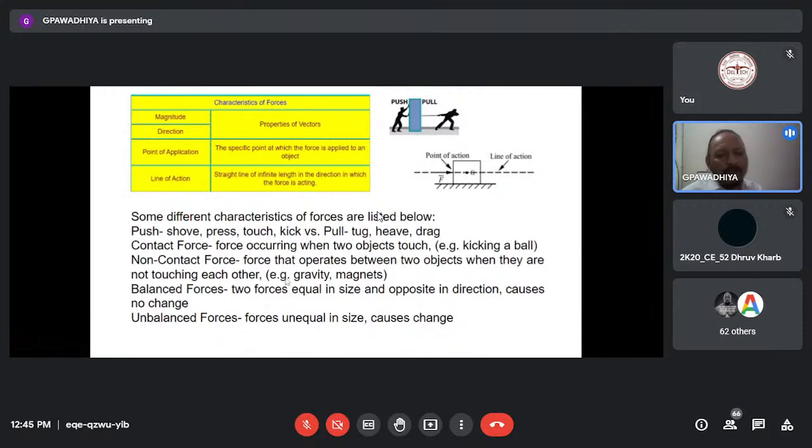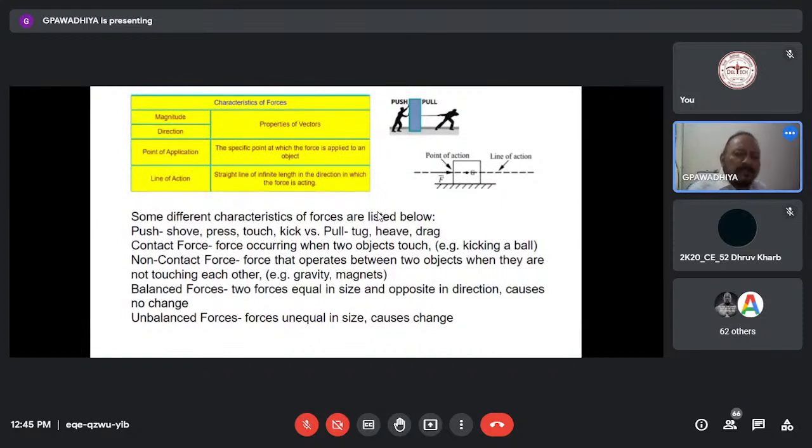Then non-contact forces are basically the magnetic forces and gravity forces. These are the forces which get applied to the body without touching it. So gravity force or magnet force are non-contact forces.